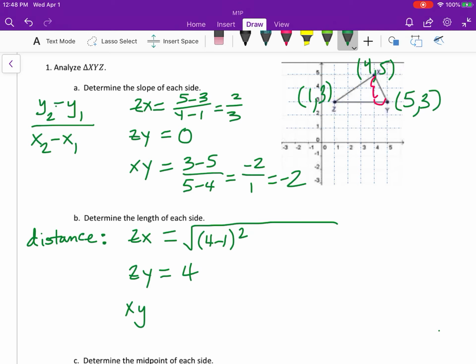Notice how it's the bottom of the slope of ZX. Distance formula is literally the 2 parts of slope. Watch. And now we'll do y2 minus y1, which is 5 minus 3, squared. Notice again how that's the top. The distance formula is literally the denominator squared plus the numerator squared of the slope formula. So there's a connection that you could use. Put that in your calculator. 9 and you get the square root of 13. That does not reduce.